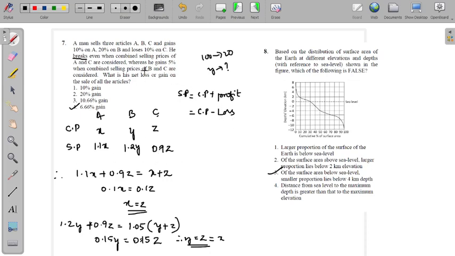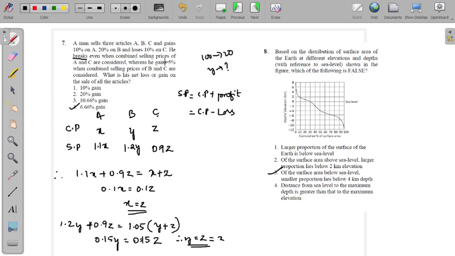Now, he breaks even when the combined selling prices of A and C are considered. Breaking even means there is neither profit nor loss, so selling price equals cost price. That is what is meant by break even. So first, let us see the selling price of A and C together: 1.1x plus 0.9z is equal to the cost price, x plus z. After simplification, this gives you 0.1x equal to 0.1z. That is nothing but x equal to z.